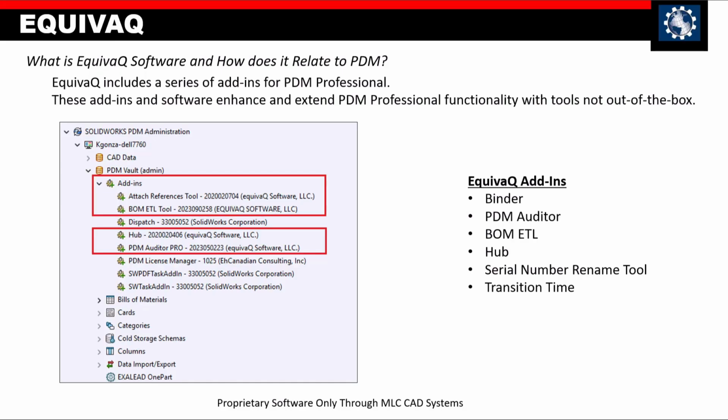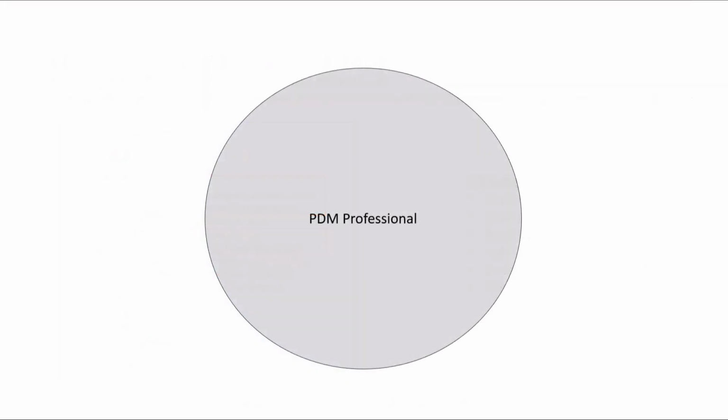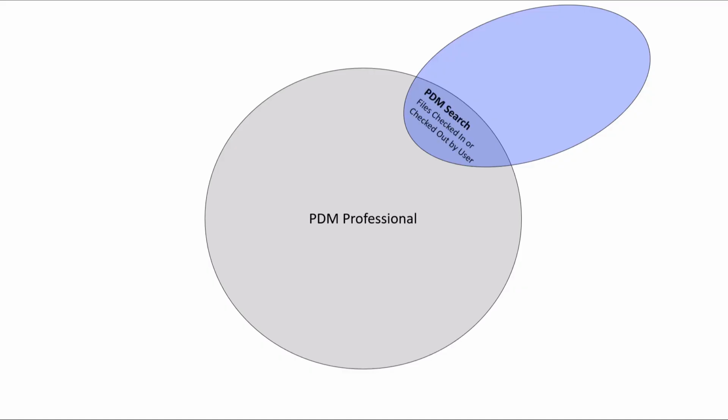Now, to see how these relate to PDM, just on a quick graphical level, I've put this together. With PDM Professional, we do have some reporting capabilities. Reporting capabilities in PDM are really going to be limited to your PDM search tool. The PDM search tool is a great tool. You can do compound searching. There's a lot of things you can do. But when you're trying to find files based off of user actions, it does become a bit limited.